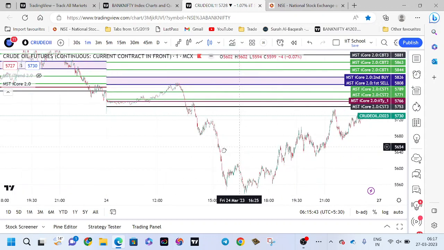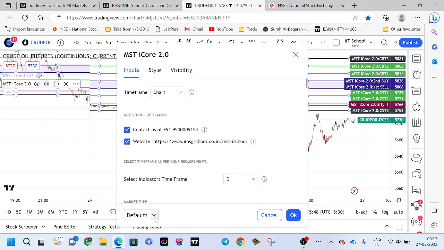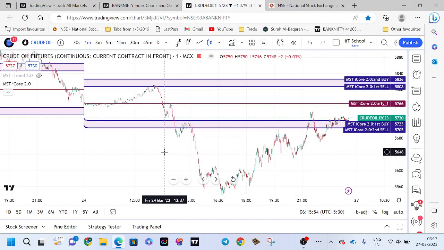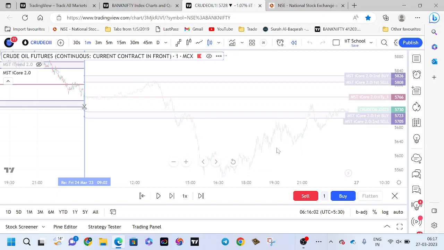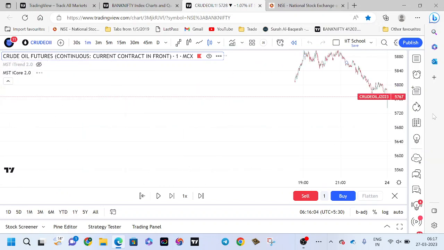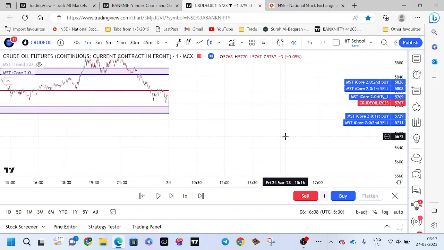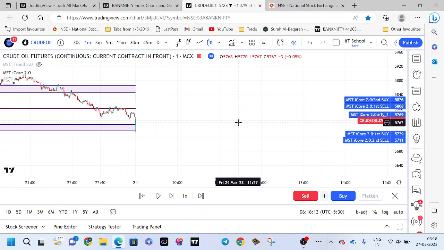See the perfection. Once I open the market, I have to reset the settings. So now what is the condition? Once sell is activated, there is no buy. So now I'm going to replay the market. Again I'm keeping it in the 1 minute time frame so that you will get better clarity. You can keep it in 5 minutes, 10 minutes also, no issue.